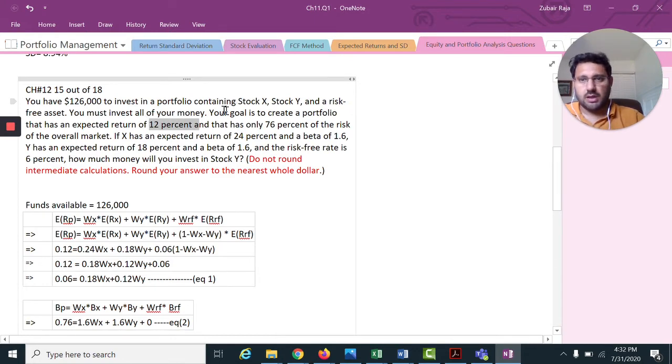So the second half is mentioning that X has an expected return of 24% and a beta of 1.6, and Y has an expected return of 18% and a beta of 1.6, and the risk-free rate is 6%. How much money should you invest in stock Y out of this $126,000? So in other words, what should be the weight of stock Y in your portfolio? What percentage of your portfolio should be invested in stock Y? So this is the question.